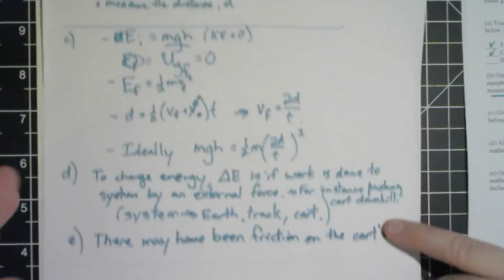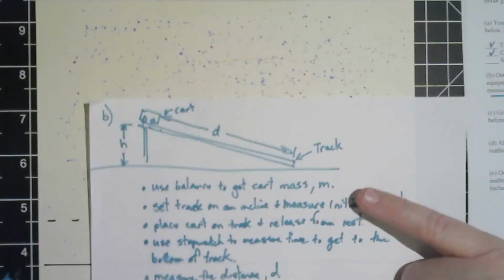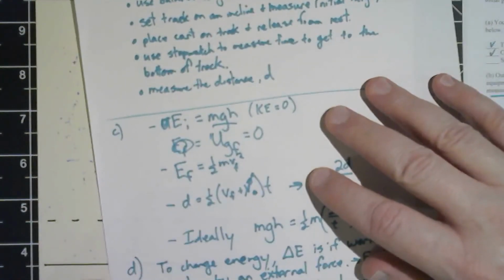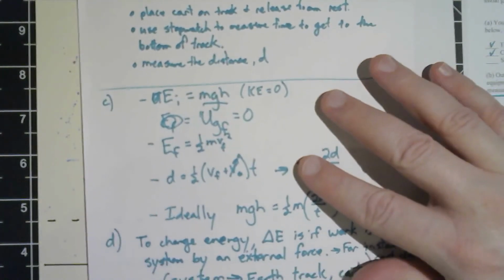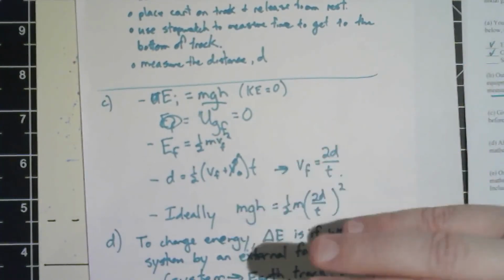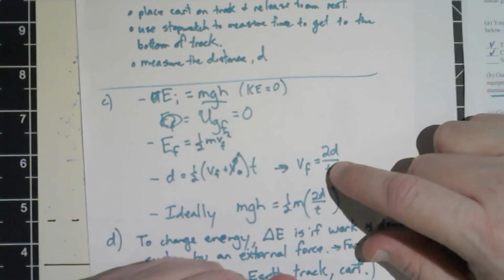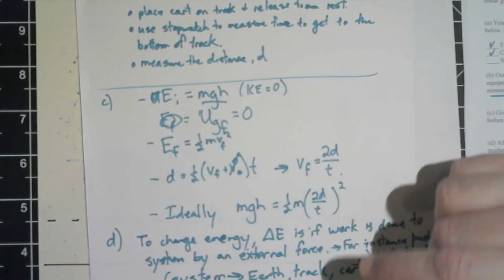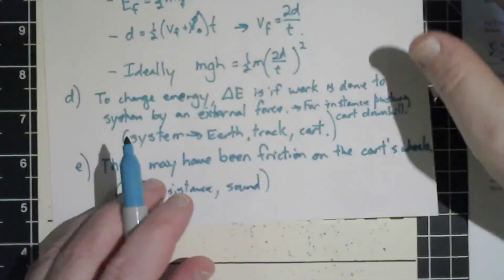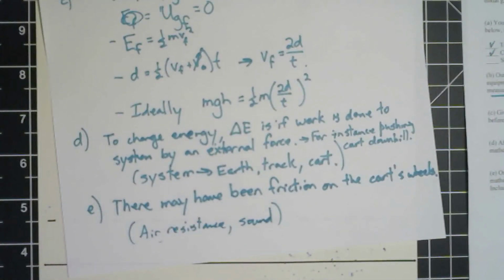Maybe where the wheels connect to the axle, there's a little bit of friction there. You could have also made some kind of comment like air resistance. Air resistance is a non-conservative force. You could have made some kind of comment that the cart made noise when it went down the track, so maybe there was some kind of sound being generated. Any kind of discussion of a non-conservative force, air resistance, sound, friction, etc. That's what they're looking for.